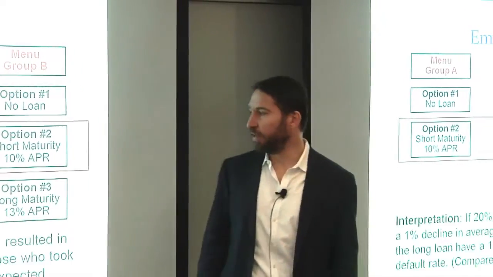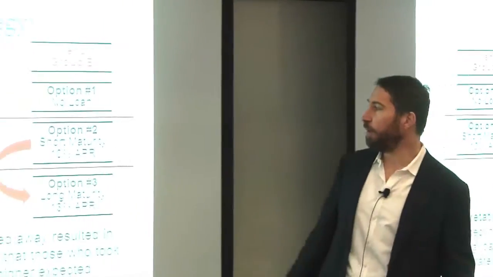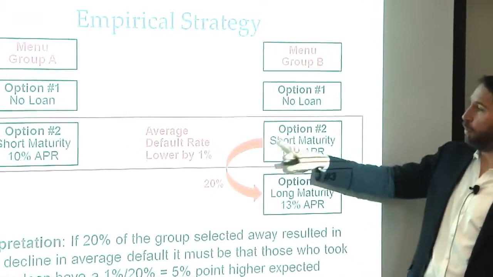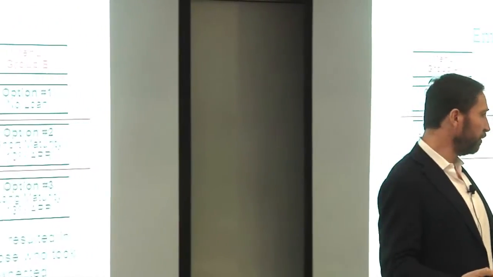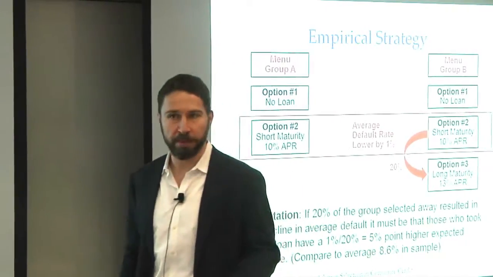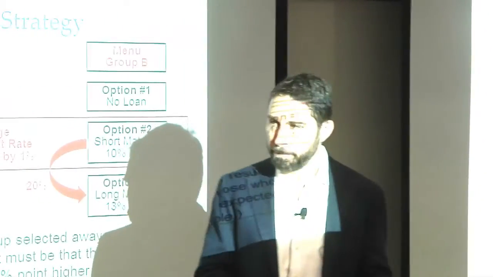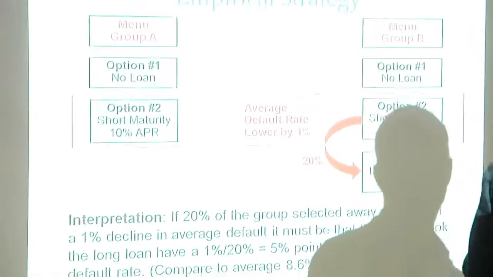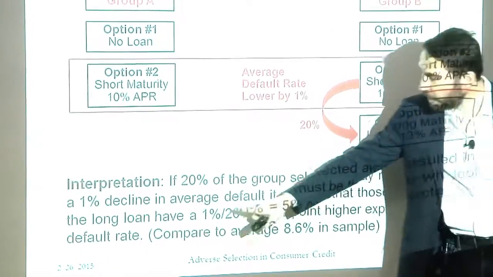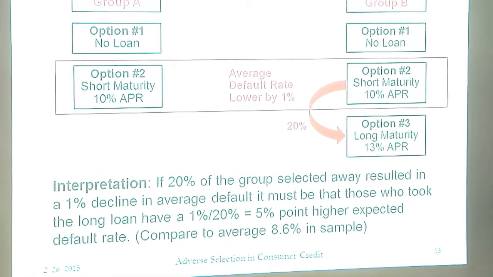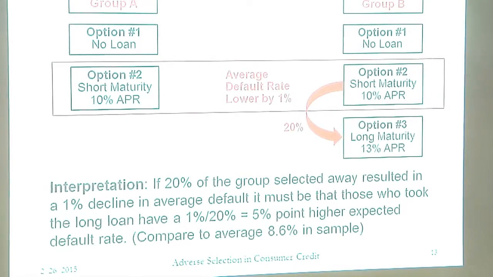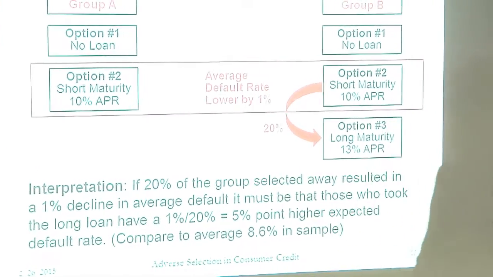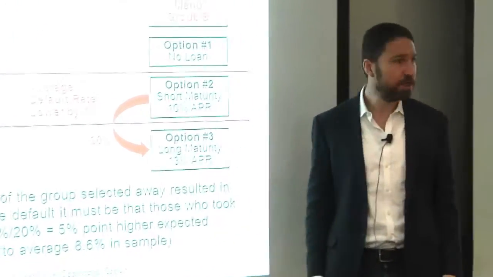available to them. In fact, if we want to interpret that, we think about the fact that the average default rate in the pool went down by 1 percentage point and 20% left. Well, the difference between them must be a lot bigger than that to move the average by a whole percentage point. So if the average dropped by 1% and 20% left, then the difference in the expected default rate of the people who left and the people who remained at the short maturity option must be about 5 percentage points.